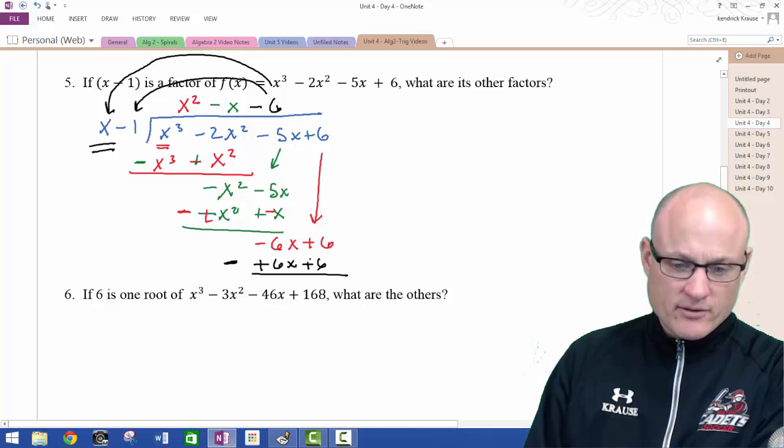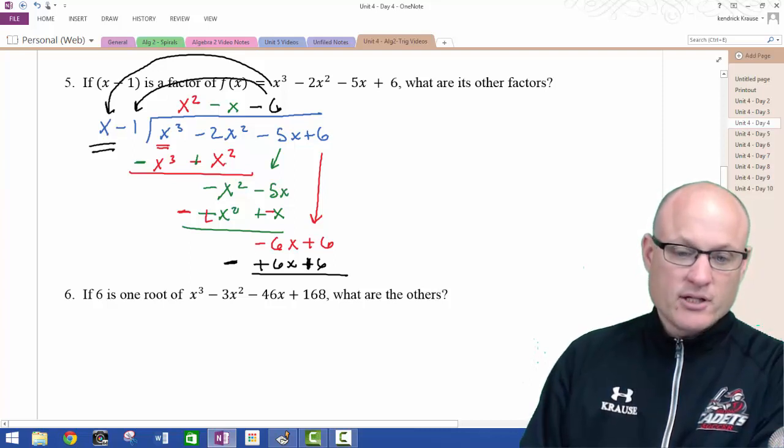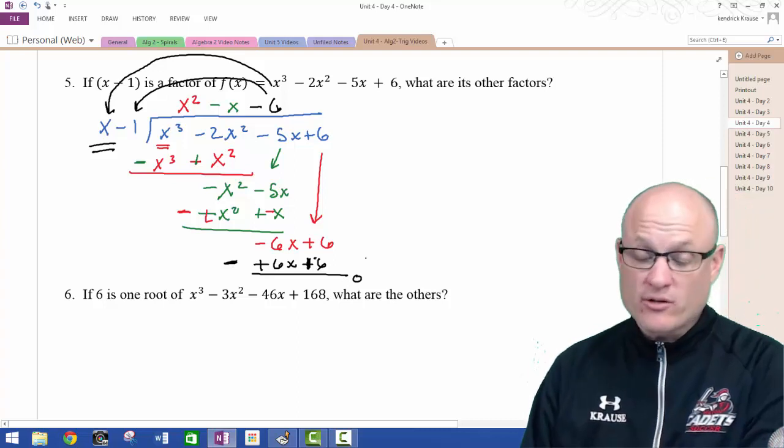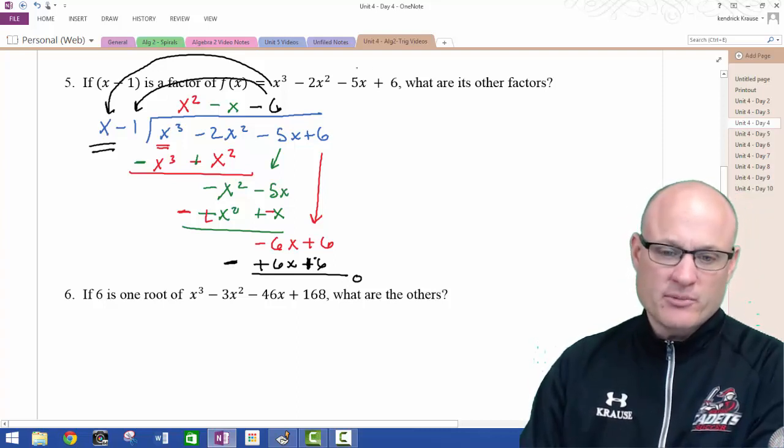Whoa, this should have been a positive 6. I apologize. Because it's negative 6 times negative 6. That's positive 6. So when I subtract, this one turns into a positive. This one turns into a negative. And at least for this year, for me, those should always turn out to be 0.